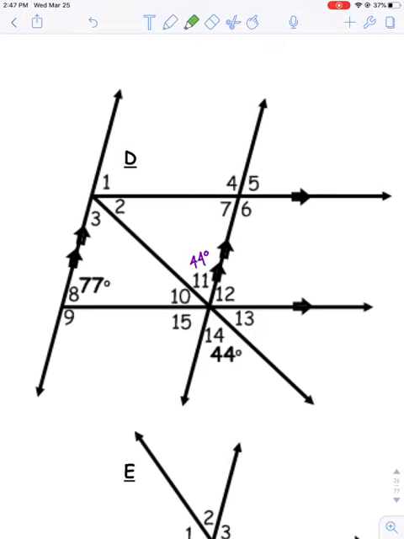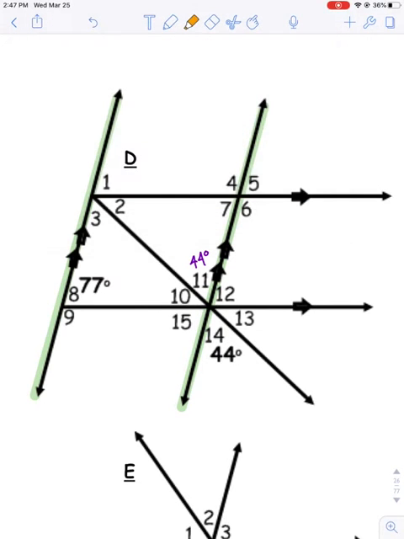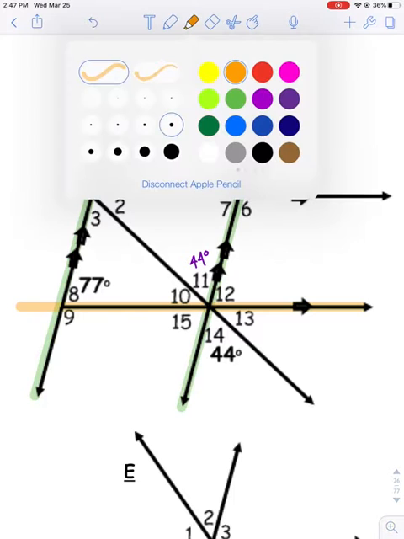I do see a transversal and two parallel lines. So I'm going to highlight those. This line has two arrows on it, and this line has two arrows on it. So those are parallel, and they have quite a few transversals. But I'm going to see if this one can help me. And I'm going to even go past the picture, just in case that helps me as well.